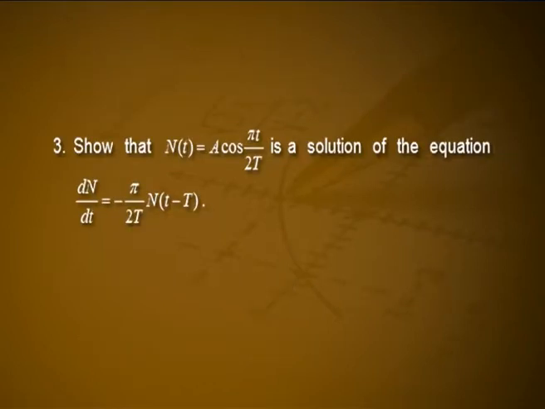Third problem, show that N of t equal to A cos pi t by 2T is a solution of the equation dN by dt equal to minus pi by 2T N of t minus T.